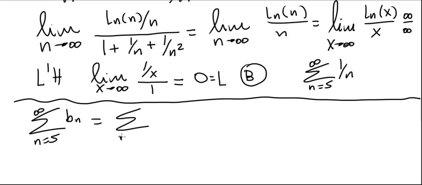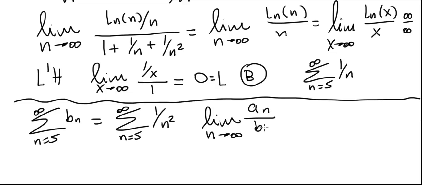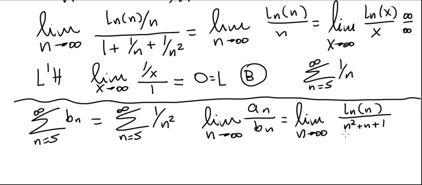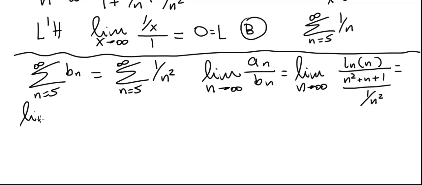and this time we'll try that to be the summation from 5 to infinity of 1 over n squared. So now the limit as n goes to infinity of a sub n over b sub n is the limit as n goes to infinity of natural log of n divided by n squared plus n plus 1, divided by 1 over n squared, which is equal to the limit as n approaches infinity of n squared natural log of n divided by n squared plus n plus 1.